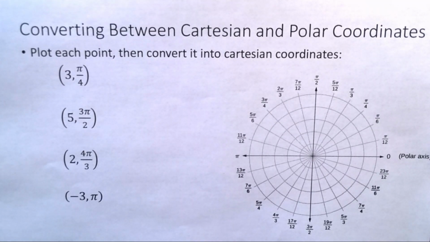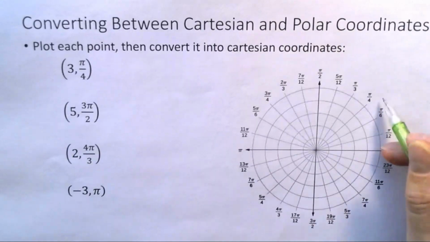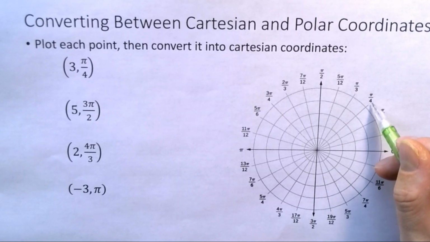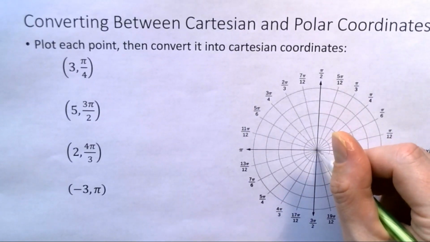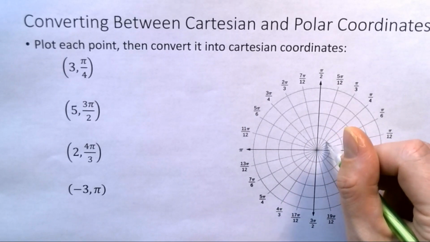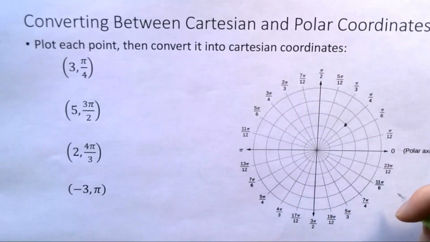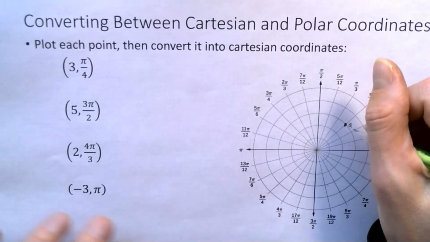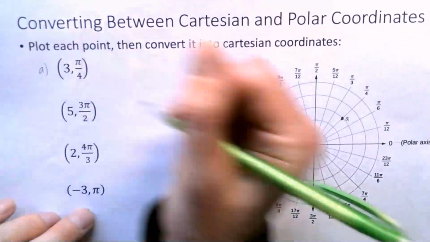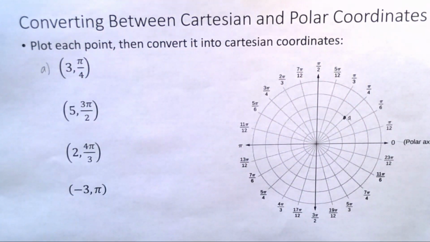Now, let's start out by plotting the point (3, pi over 4). The first thing to do is to identify the angle pi over 4. Now this point has a radius of 3, meaning if we start at the origin, we will count out 3 lines. So 1, 2, 3 lines on the radial for pi over 4. We're going to label this as A since we have multiple points. And so that is the first part of it. That is plotting a point.